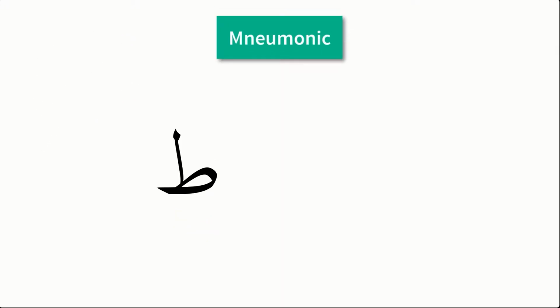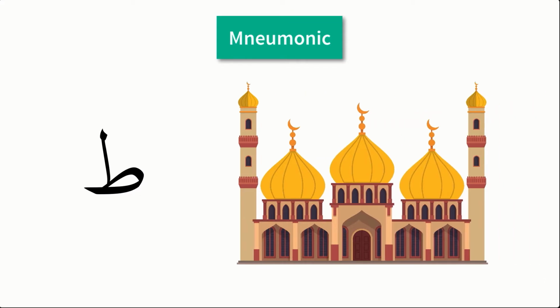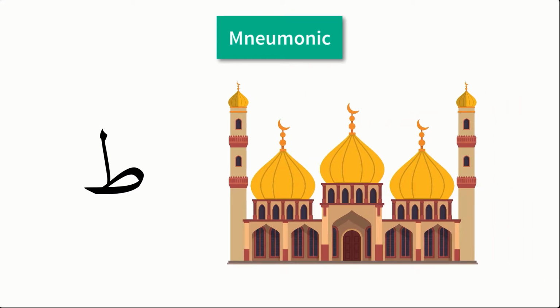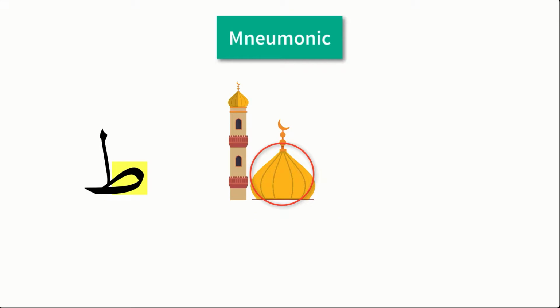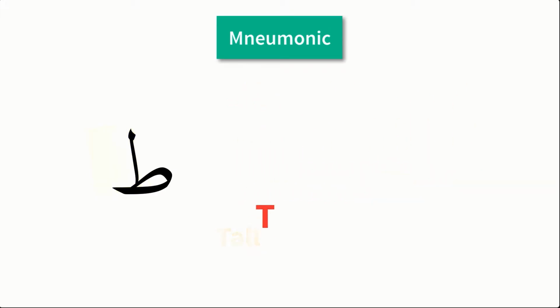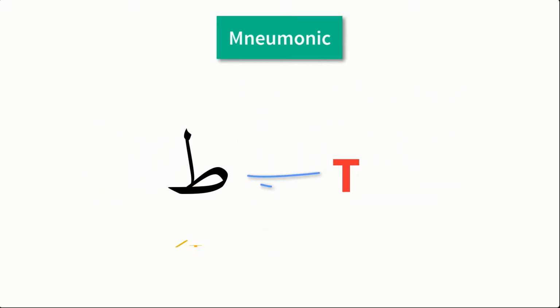Have you ever been to Arab lands and taken a look at a mosque? Or perhaps you've seen one within your local area that has been traditionally built. The Ta reminds me of that traditional mosque whereby the circle represents the dome and the vertical line, the minaret. Whenever I see a minaret, I'm always amazed by how tall it is. The T in the word tall reminds me of the Ta sound in the letter Ta.